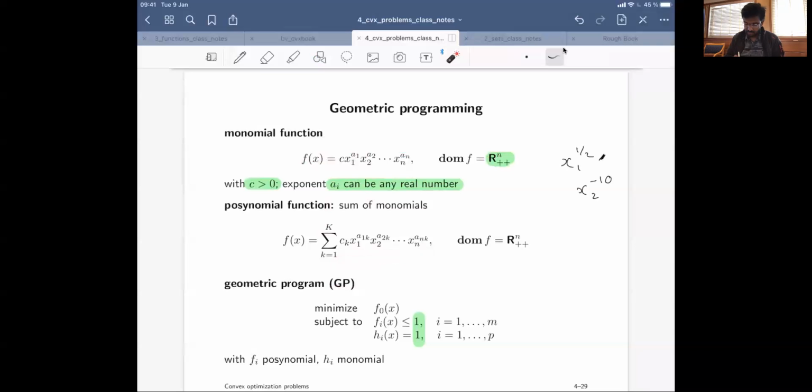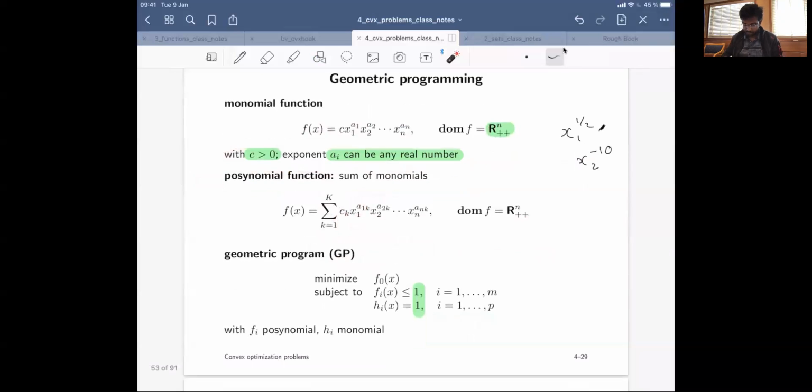So all these constraints are applicable here also. That means the domain has to be positive, and this constant is also positive, right? And ai can take any value. Now, if you have this in your objective, is this a convex function?